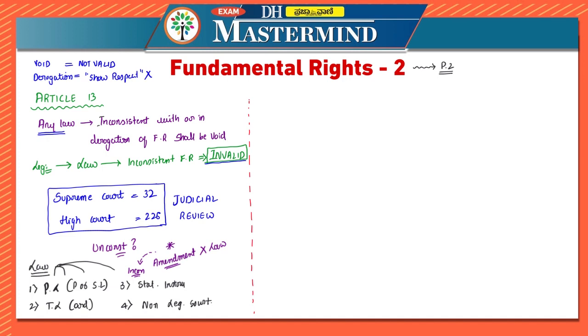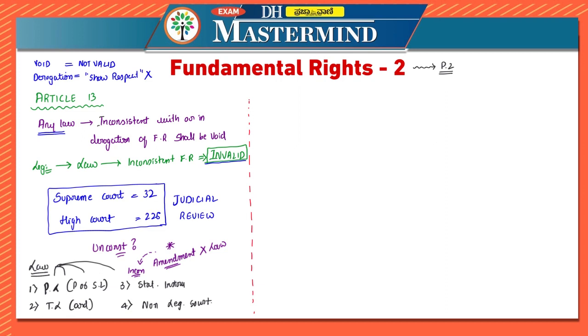And even after being not a law, if it is affecting or violating any of the fundamental rights, that also can be questioned. So I hope Article 12 and 13 are clear. 12 is related to the definition of the state, and 13 is related to legislation or law being inconsistent.